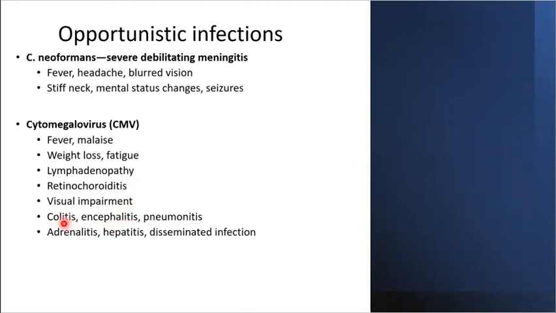You would also see inflammation of the colon. You will see inflammation of the brain, often due to this infection. You would also see inflammation of the lung tissue. So that will be colitis, encephalitis, pneumonitis. And then there will be adrenalitis, which is inflammation of one or both of the adrenal glands, which can lead to an insufficiency of adrenaline or noradrenaline. You could also see hepatitis and disseminated infection.